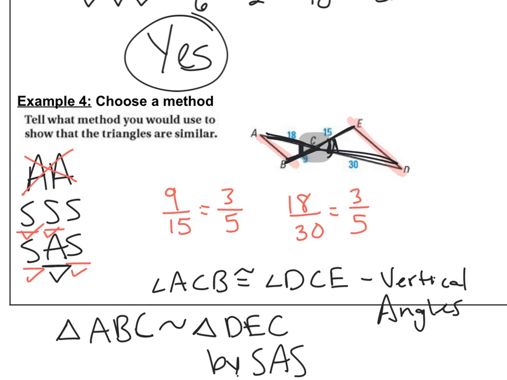Again, we're kind of going back to chapter 4. We were trying to figure out how triangles were congruent with a minimal amount of information, only this time we're trying to figure out if they are similar.